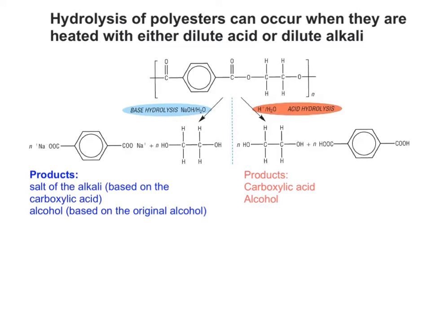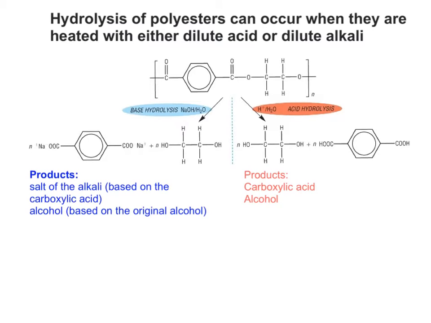So it's important to be able to deduce what the products will be if you have a base hydrolysis or an acid hydrolysis. So hydrolysis is essentially using water to break up the ester linkage. So I'm looking at polyesters here, obviously.